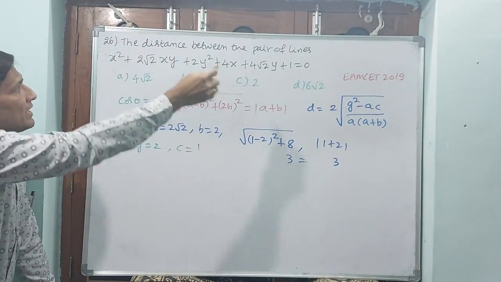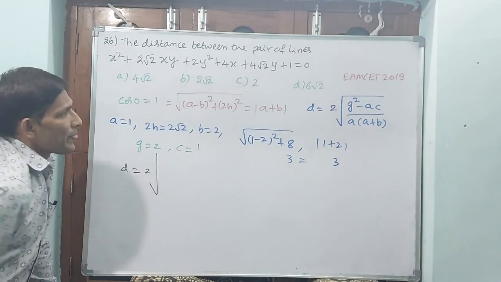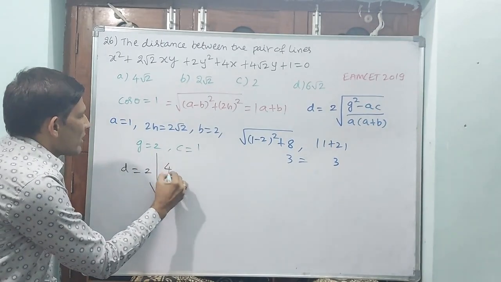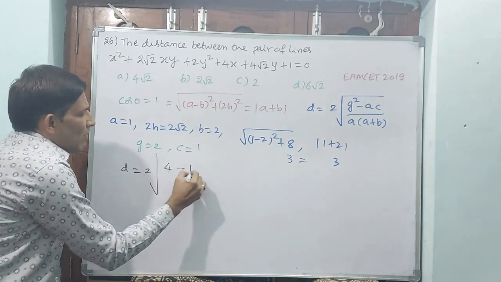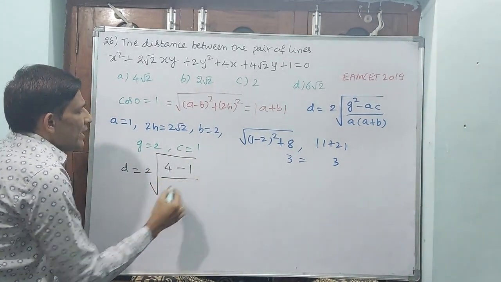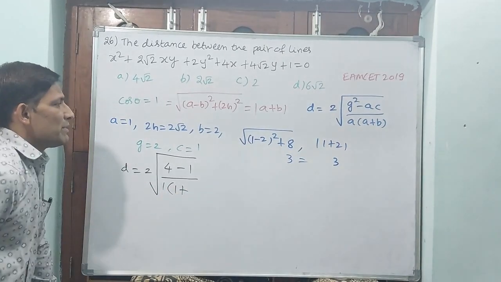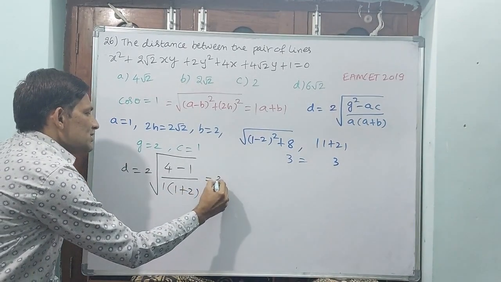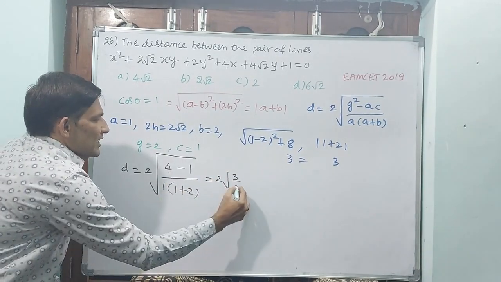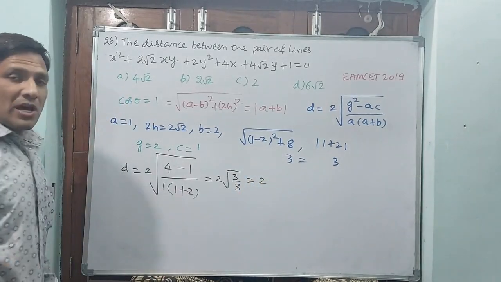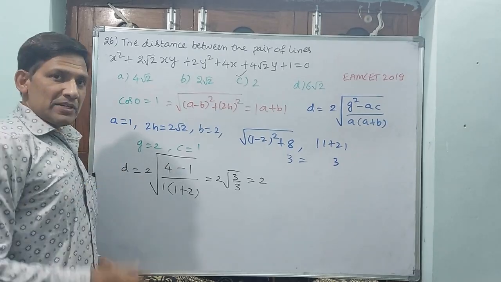Then perpendicular distance, sorry. Distance they are asking. See, distance D is equal to 2 times the square root of G square, that means 4, minus A into C. See, both are 1. 1 into 1, 1. Divided by A into A plus B, 1 plus B. B is how much? 2. See, 2 square root of 4 minus 1, 3. 2 plus 1, 3. Again 2 has come. Last question also 2 has come. Okay? This is the answer. Let us go for the next question.